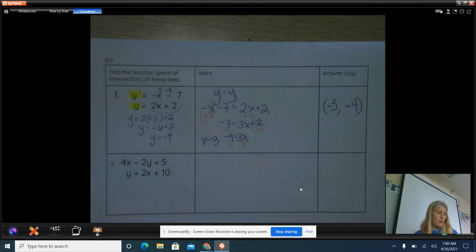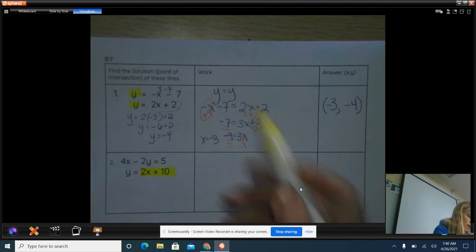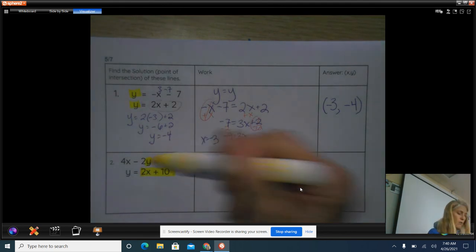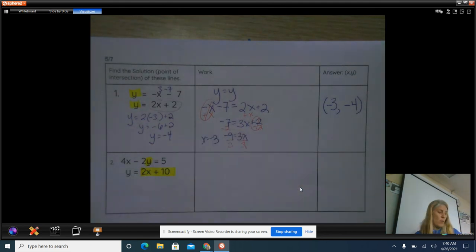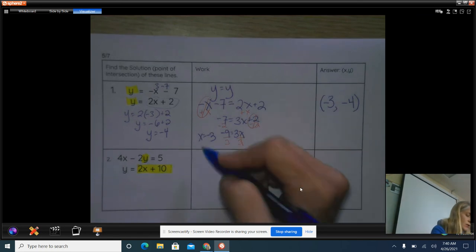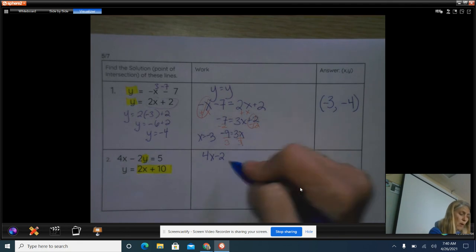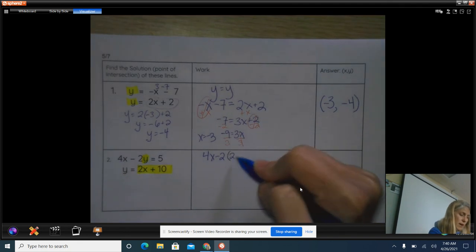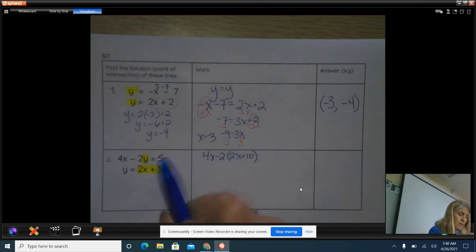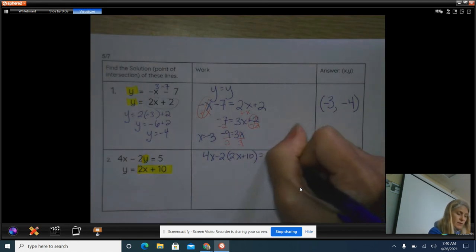Let's look at the second one. The second one is also set up for substitution, because one of them is y equals. So we're going to rewrite our top equation, and when we hit our y, we're not going to write y. We're going to write what y is actually equal to. So 4x minus 2, and we write what y is equal to in parentheses, 2x plus 10, and then we finish the rest of the equation, is equal to 5.